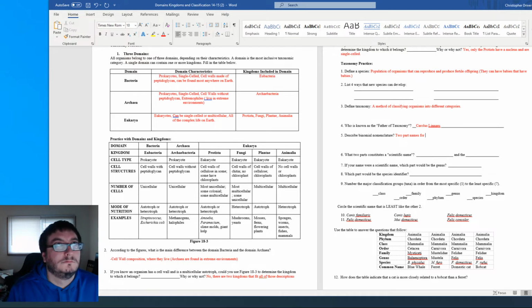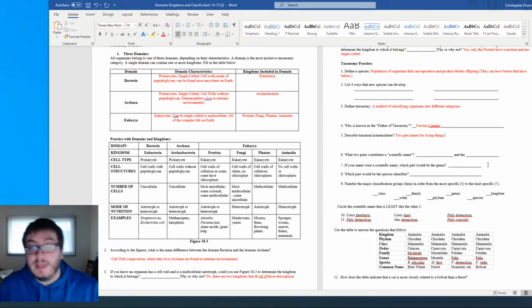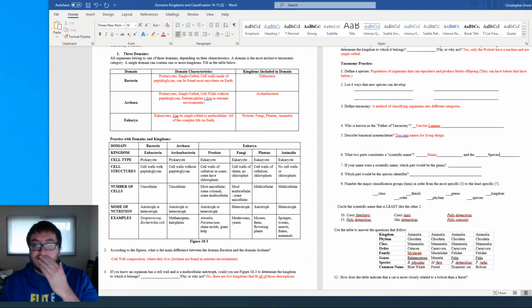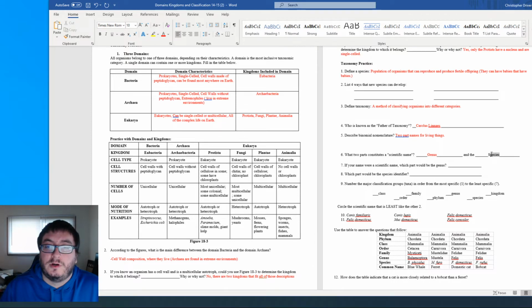For living things. What two parts constitute a scientific name? I kind of just said it, but it is the genus and the species name. Remember, genus is just similar species. The species is specific to one type of organism.